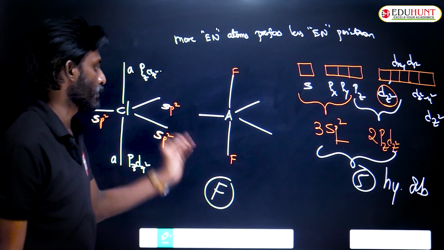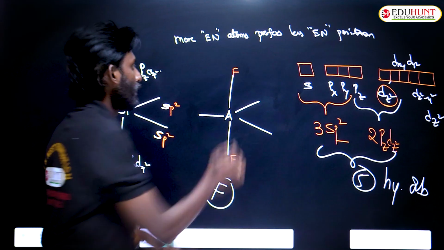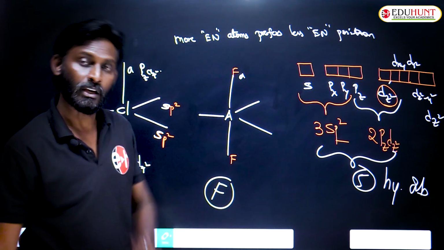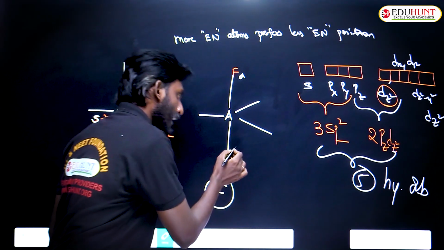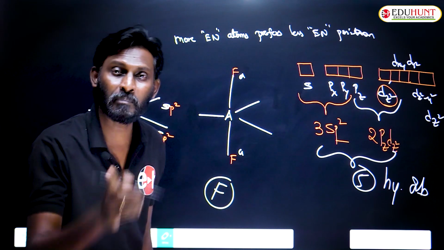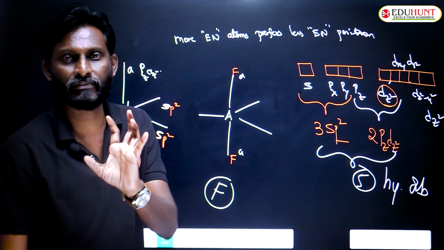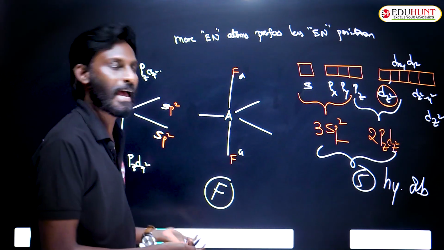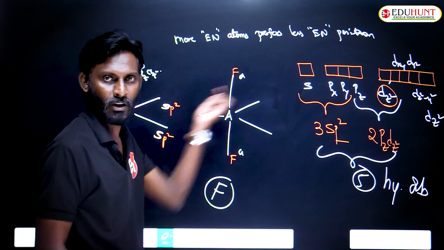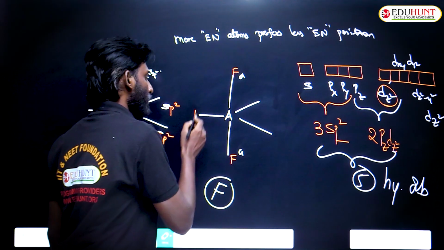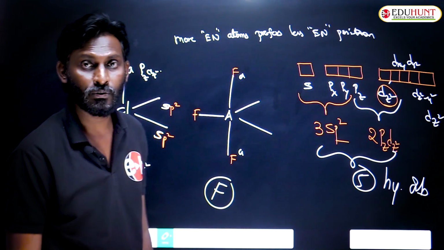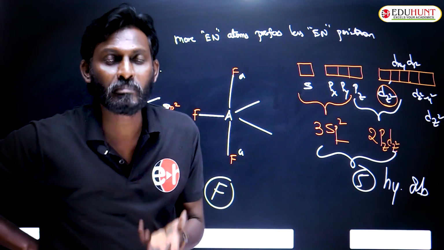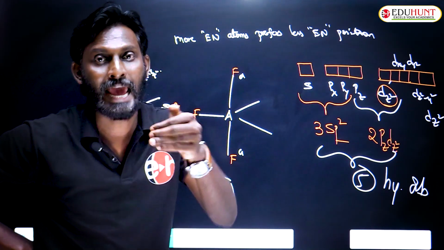You supplied one fluorine, it has taken this less electronegative axial position. You supplied another fluorine, it has taken another. If you supply a third fluorine, then for that fluorine there is no option, it has to take one of the equatorial positions. Now what happens to the lone pairs? Lone pairs prefer axial positions.